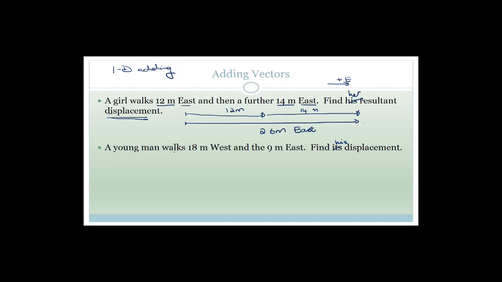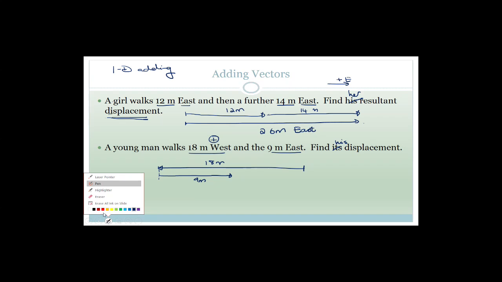Now it says a young man walks 18 meters west and then 9 meters east. Can I find his displacement? Okay, so again, we start with the man and we're going to choose west as positive. So let me just erase where we're at. Okay, so he walks 18 meters west. Okay, there's his 18 meters. He then realizes he's forgotten something or something and he walks back 9 meters. So what is his resultant?